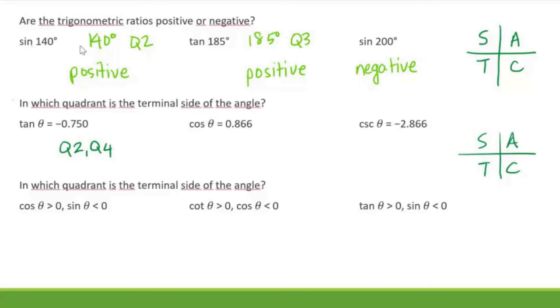What about the cosine of theta being equal to 0.866? Well, that's a positive ratio. Cosine is positive if you've got an angle in quadrant 4 or in quadrant 1.